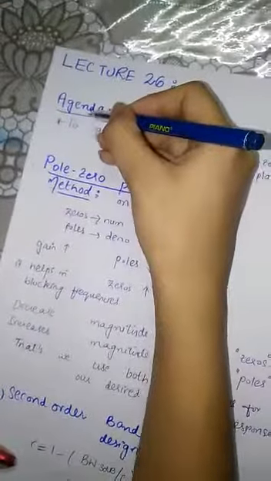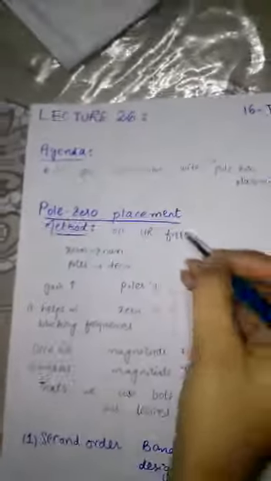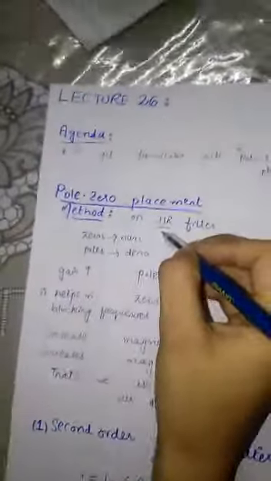Number is 16TE17 and today is about lecture number 26 of DSP. The basic agenda of this lecture is to get familiar with the pole zero placement on the IIR filter. IIR filter means infinite impulse response.